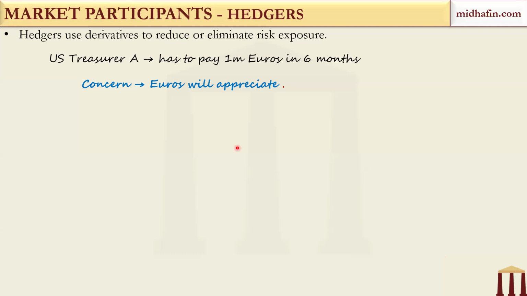So what is the solution? The solution is to buy a call option to secure the right to buy 1 million euros at a fixed exchange rate of $1.3 per euro. This will ensure that even if the euro appreciates beyond 1.3, they can still purchase euros at the agreed rate of 1.3. Okay, so let's discuss some possible outcomes.